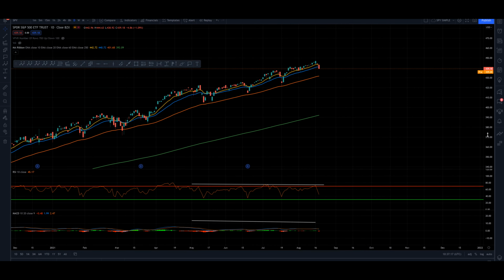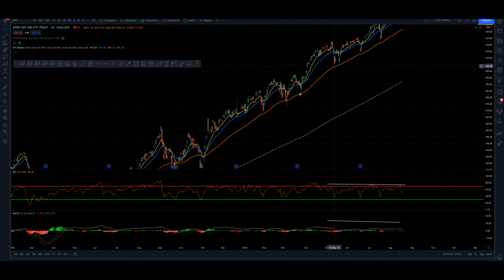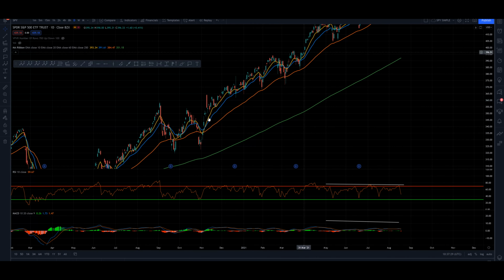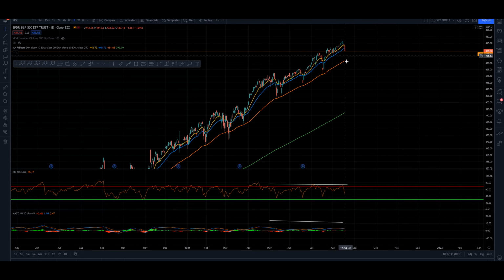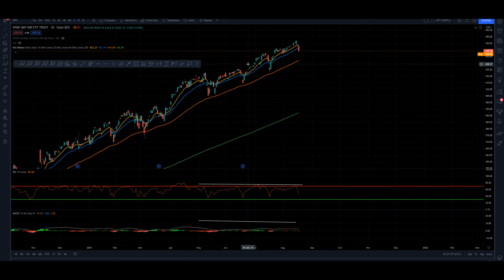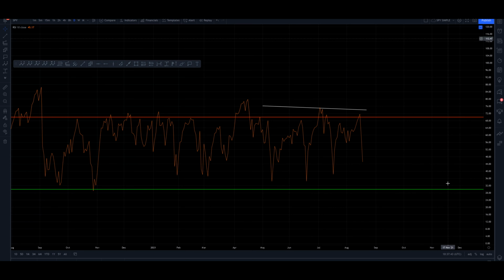We'd be wanting to see a breakdown here through the 60. If we break down here through the 60 on the daily time frame, that would be a pretty strong indicator that this trend off of this swing high, swing low pivot, all of this trend, completed something here, and we're now correcting that greater trend.